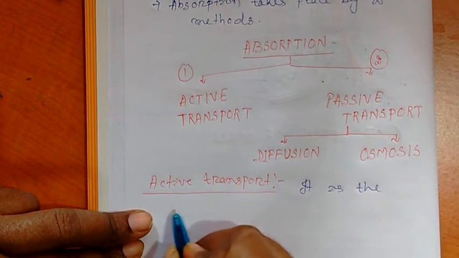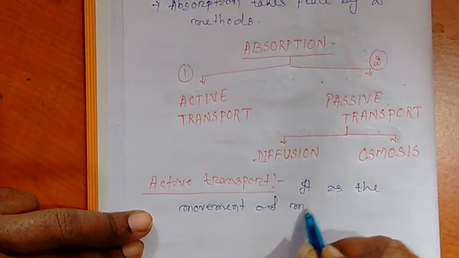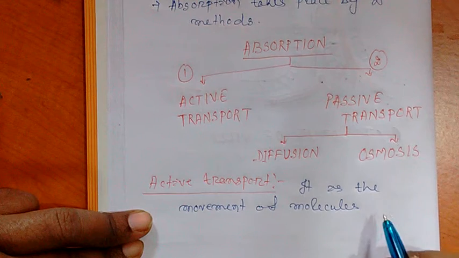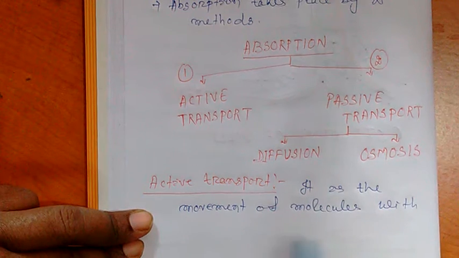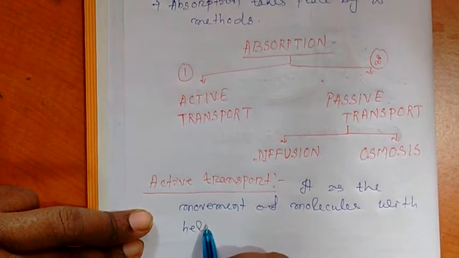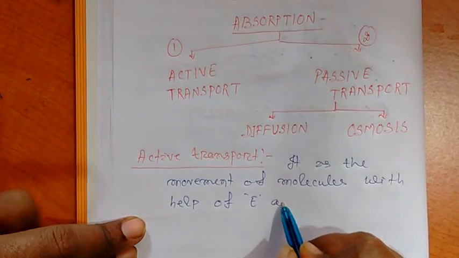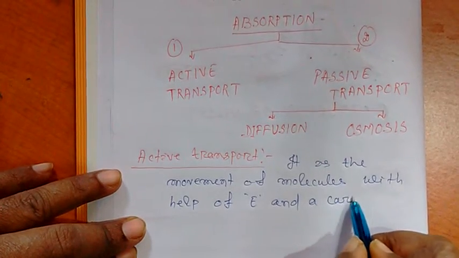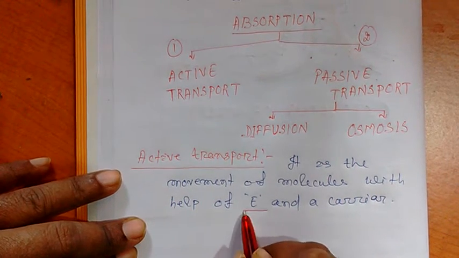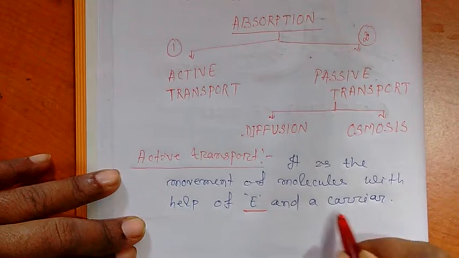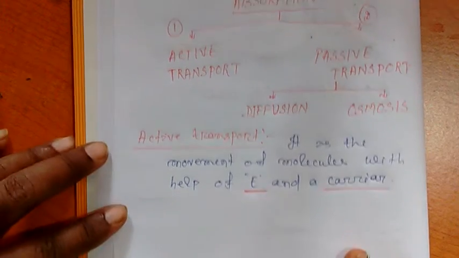Active transport is the movement of molecules with the help of energy, E for energy, and a carrier. So in active transport we require two things, that is energy in the form of ATP and a carrier molecule which carries the solutes against the concentration gradient.